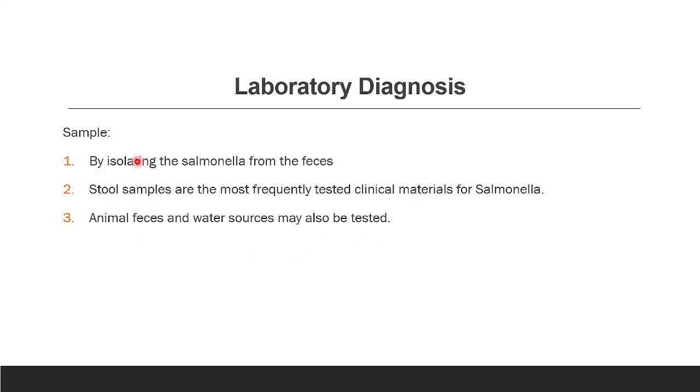Coming to the lab diagnosis, it is done by isolation of salmonella from the feces. Stool samples are the most frequently tested clinical material, and animal feces and water sources may also be tested. So this was all about the salmonella infection, that is salmonellosis.